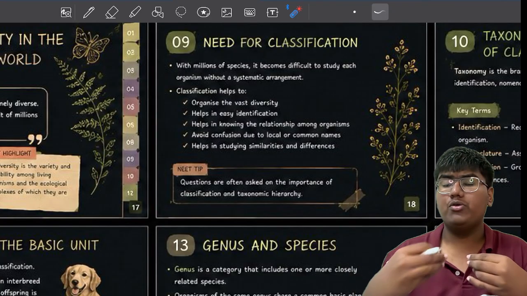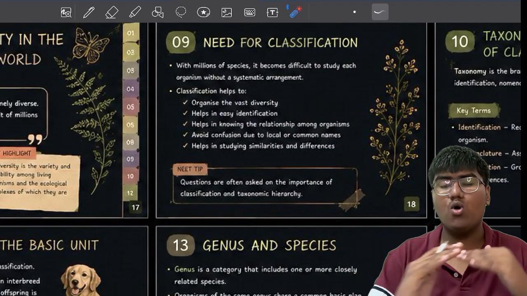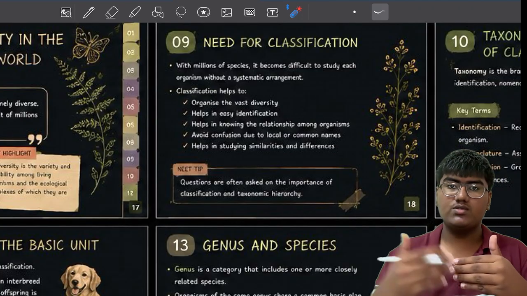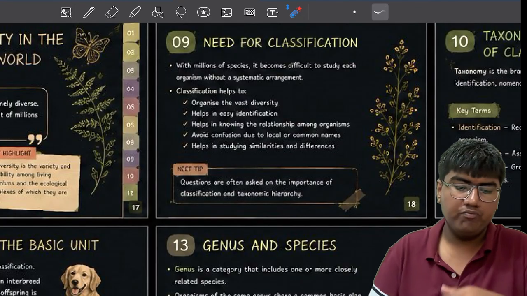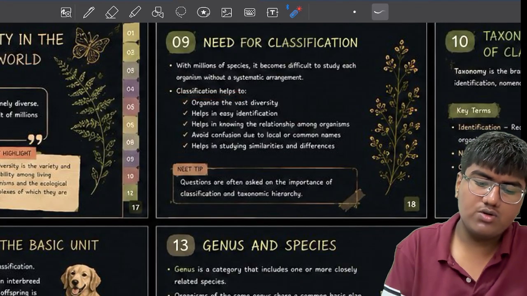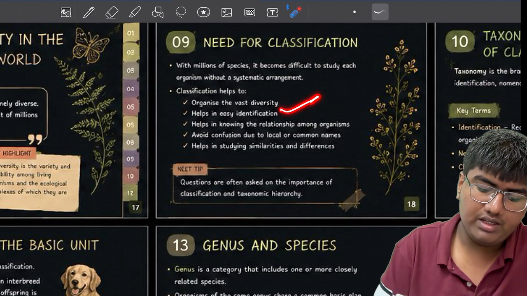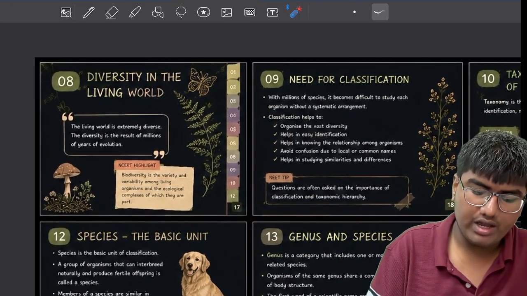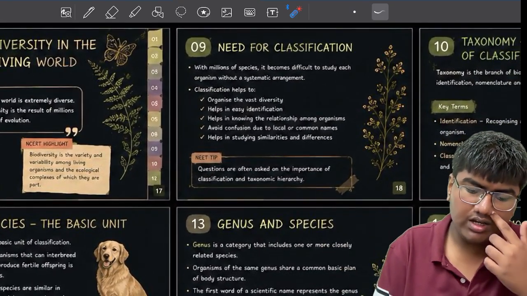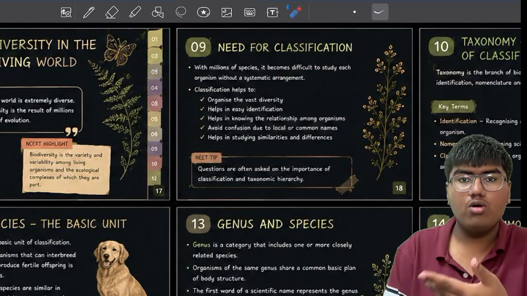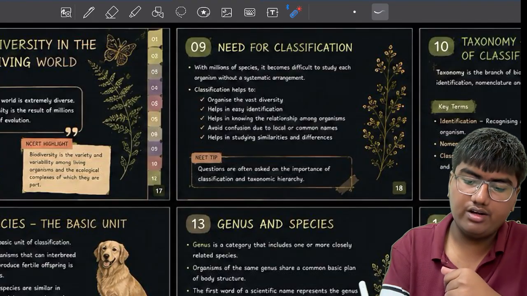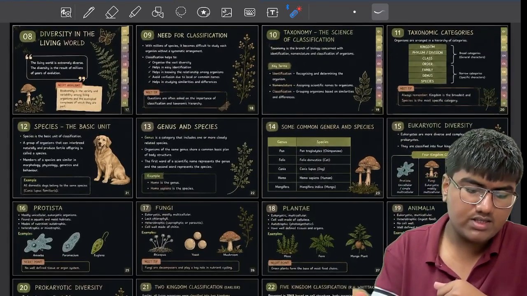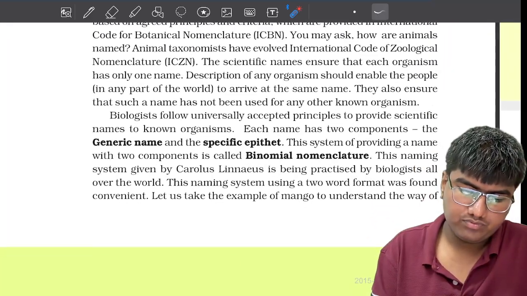In plants, we are able to understand easily because we have placed all the plants, or all the organisms that have similar features, in a kingdom called Plantae. Classification helps in organizing a vast diversity, helps in easy identification, helps in knowing the relationship among organisms, avoiding confusion due to local or common names, and helps in studying similarities and differences. So we have understood the definitions also. Now let's see further things.